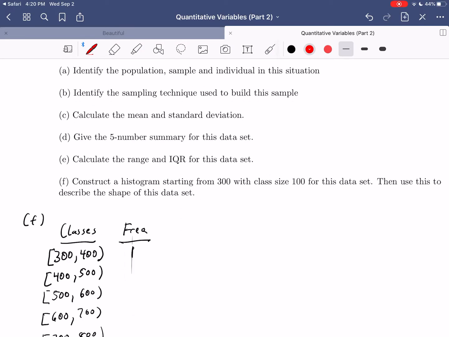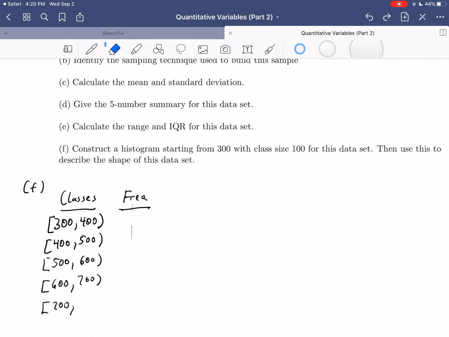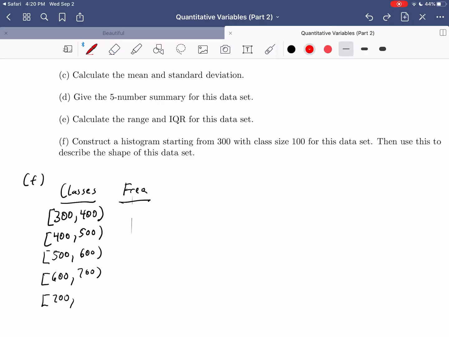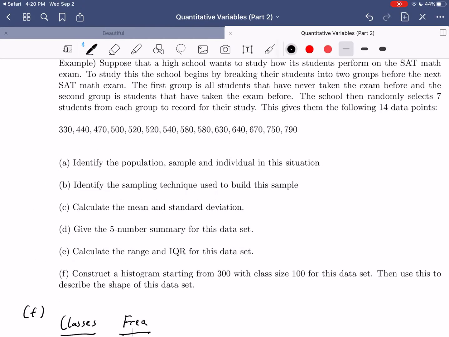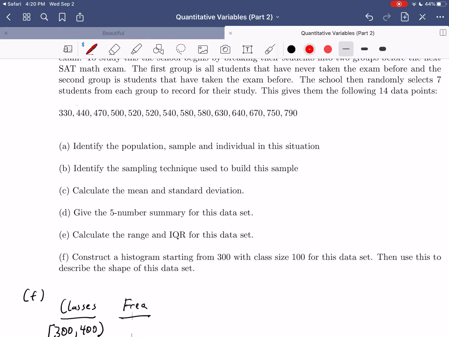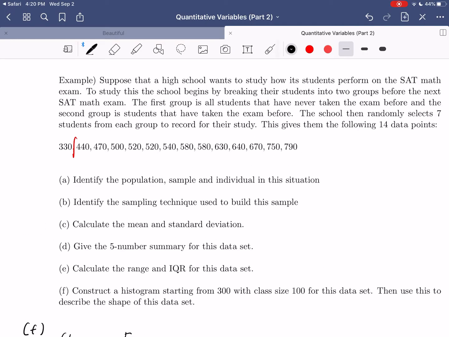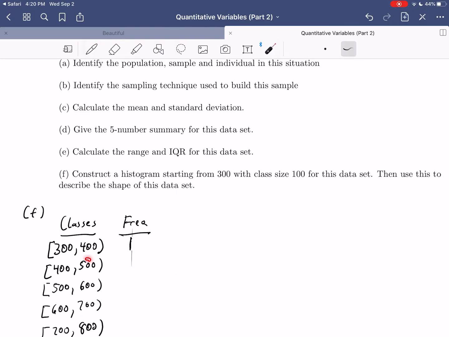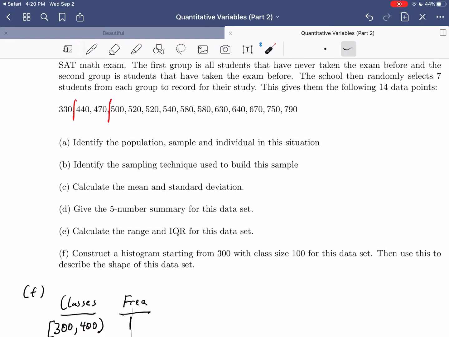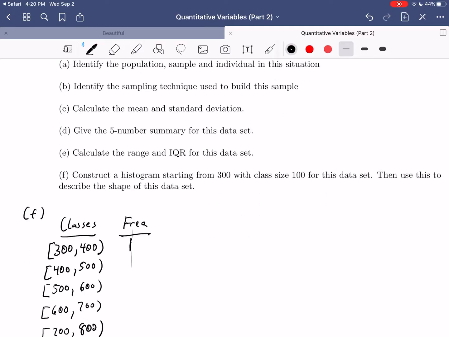Sorry, went back a little too far. There's 800, and okay. We did the first one. My apologies there. So frequency on the first one was 1. And then for the second one, 400 to 500, like we said, we would not include the 500 because it does not include the right end. So there would only be 2 values there.